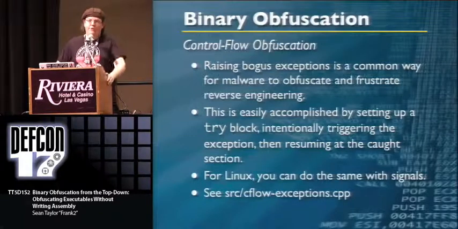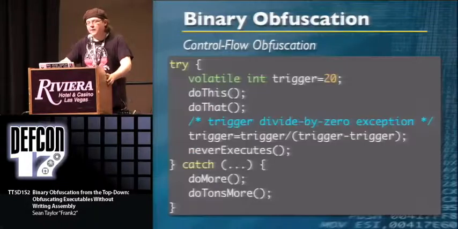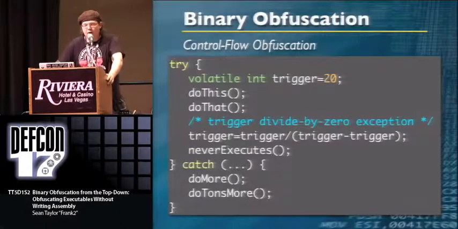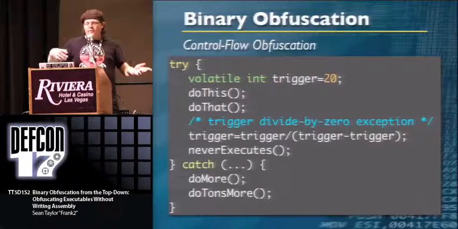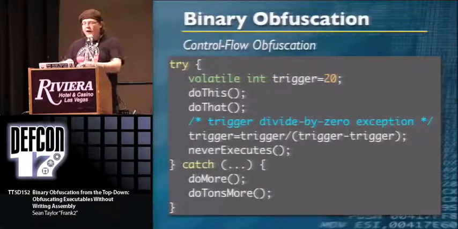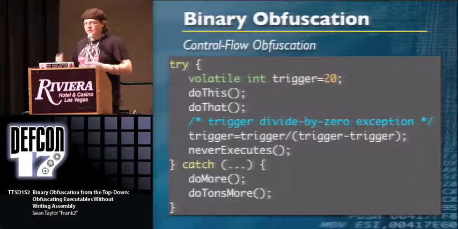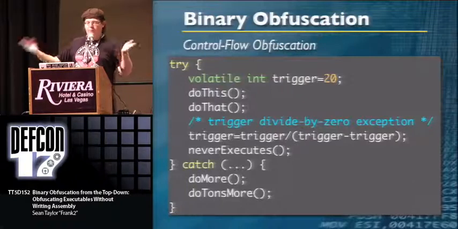I have another source file for this. It's cflow exceptions. I also have an example here. It's actually very simple. We make our trigger volatile so that it doesn't get optimized away and wind up wiping out our try block. Then we do this, and then we do that. Then we trigger our divide by zero exception, which is caught at the catch block. And then it does more, and then it does a whole lot more, and whatever the hell we want.